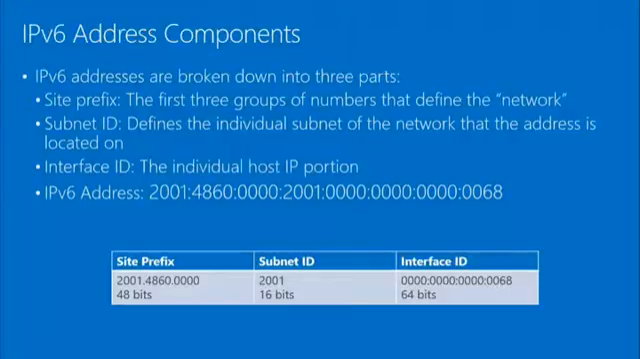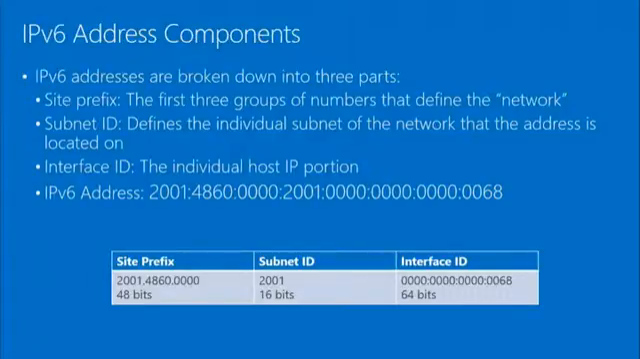There's an anycast address. This identifies multiple interfaces, but the packet is sent to the closest one per routing. Multicast address: the packet is delivered to multiple devices and multiple hosts. The address components are broken down into 3 parts. The site prefix, the first 3 groups of numbers, defines the network. The subnet ID is basically similar to a subnet mask. And the interface ID is the host portion.